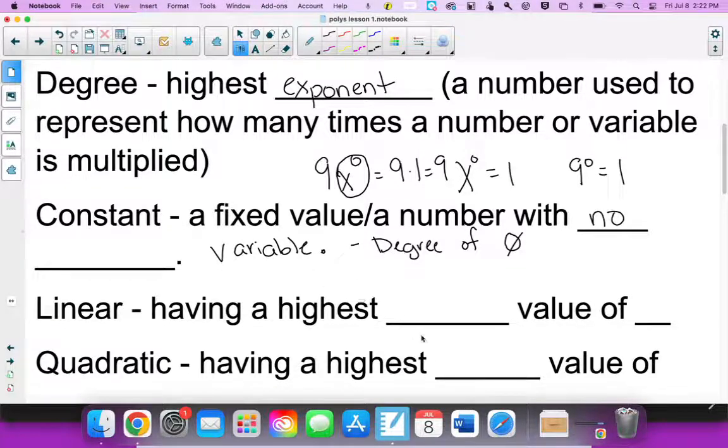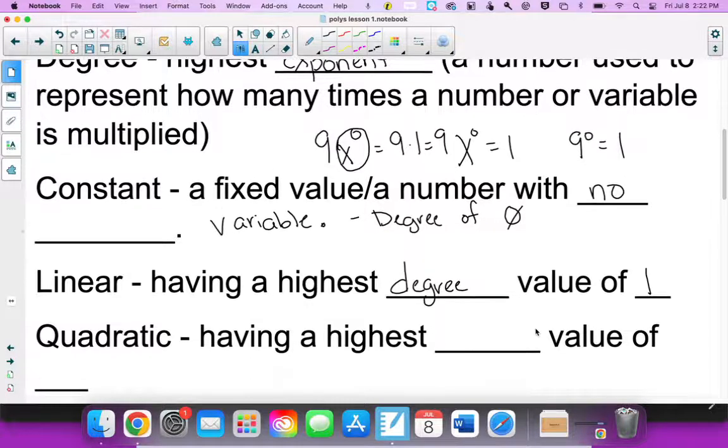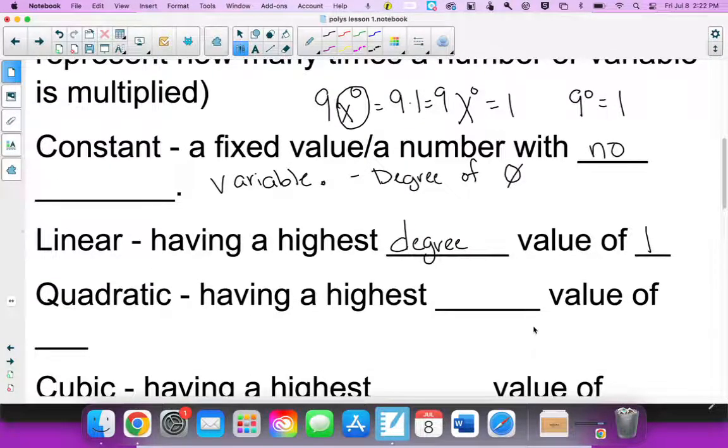All right, linear. So in this one, you're going to have a highest degree value of 1. Okay, so when we're talking about exponents, again, just like when we're looking at the polynomials, we are specifically looking at the exponents on the variables. Okay, so linear should have been something that you graphed last year, and that's having a highest degree value of 1. Now, quadratic will be something you'll be graphing this year, and this has a highest degree value of 2.